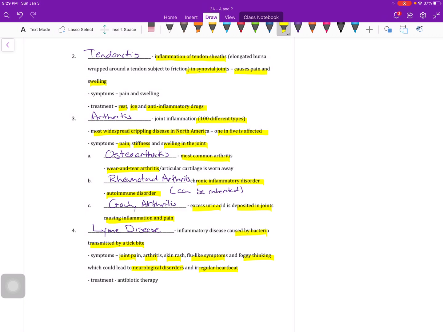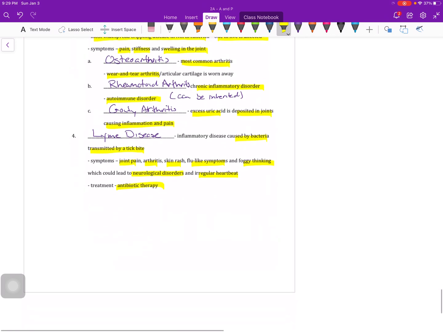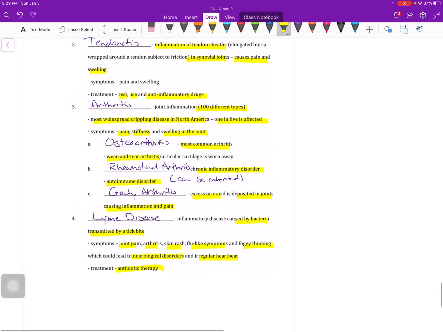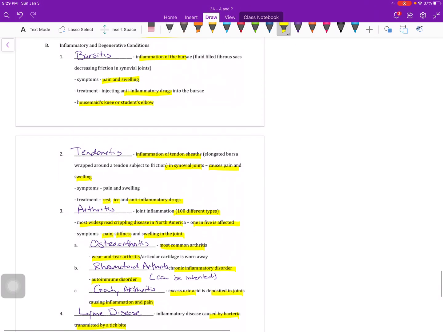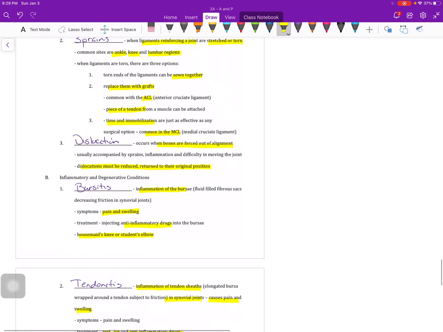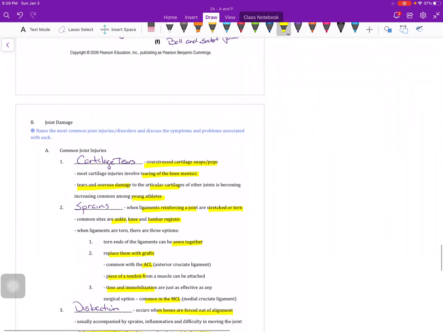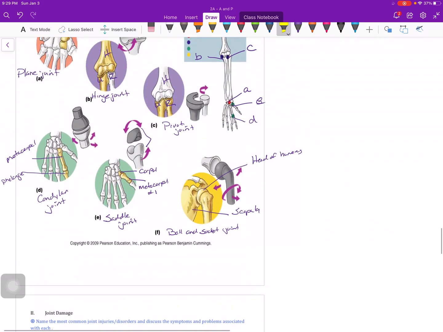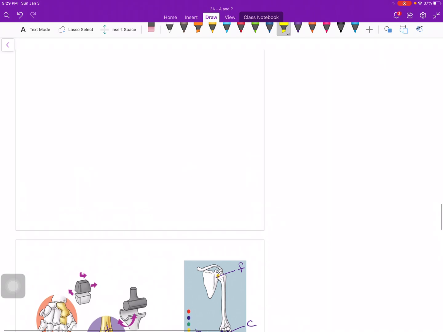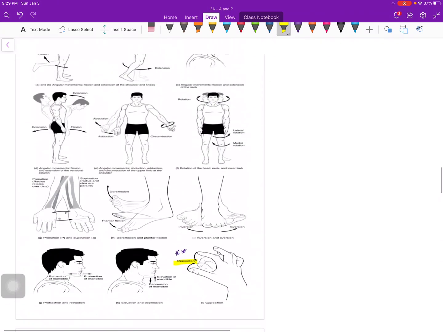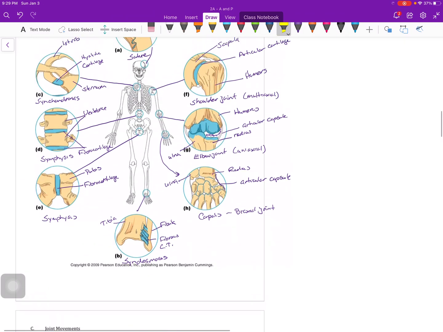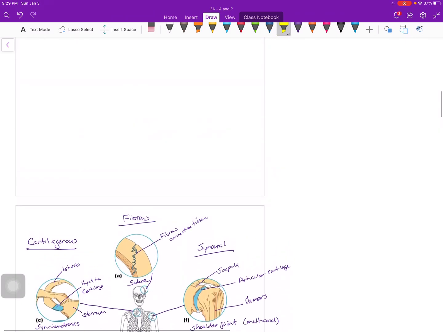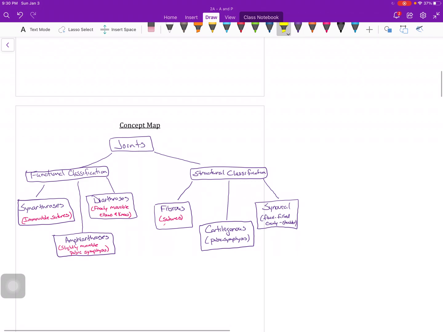Treatment for this, since it is bacterial, is going to be antibiotic therapy. And that is the end of your notes for joints. These are going to be due by Friday, the 8th, at 11:59 p.m. for a grade. You will use the pictures in these notes and the definitions to fill in your study guide, and your study guide is going to be due the night before your quiz.